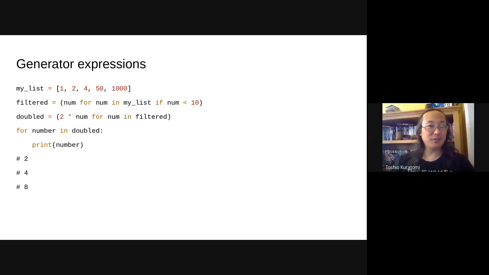Doubled says, filtered, give me your next number. Filtered says, okay, well, that's 4. Doubled gets 4, multiplies it by 2. The for loop gets 8, prints that out. Says, okay, doubled, give me your next number.